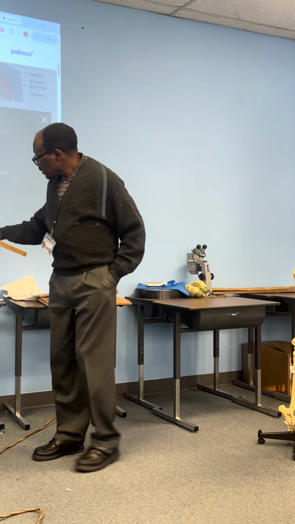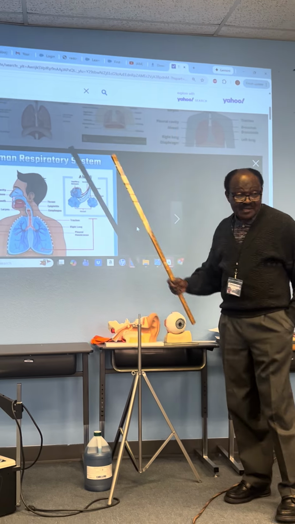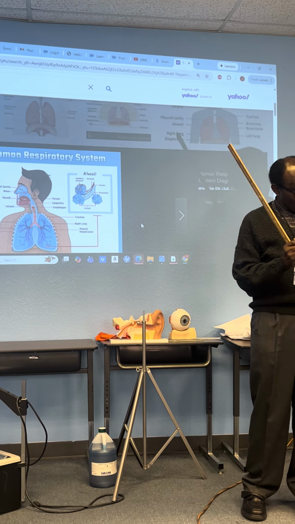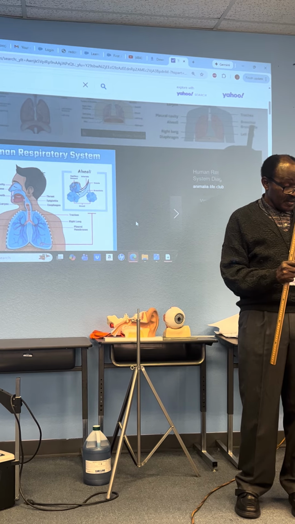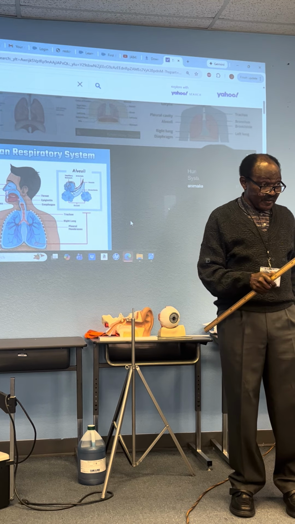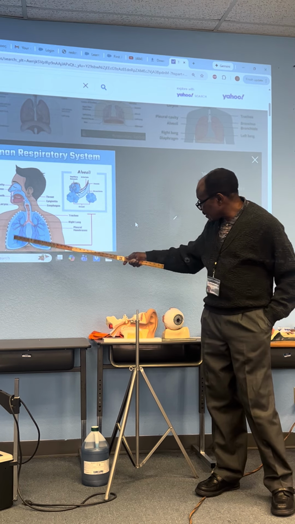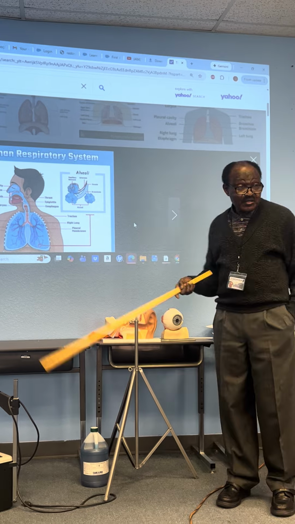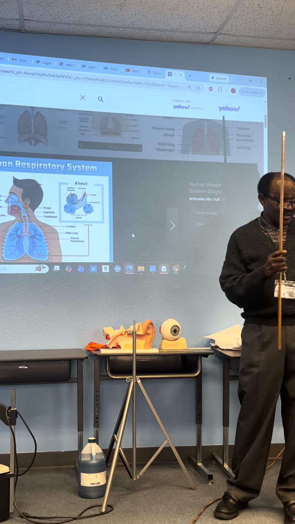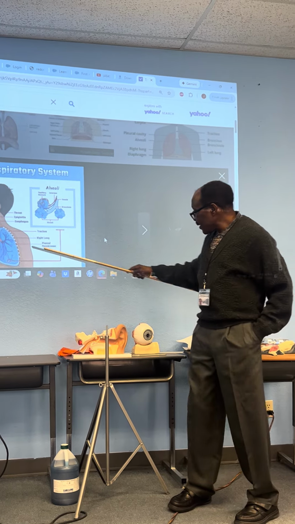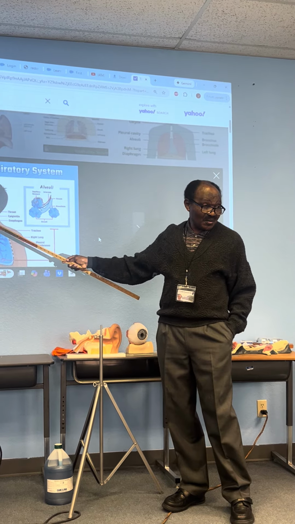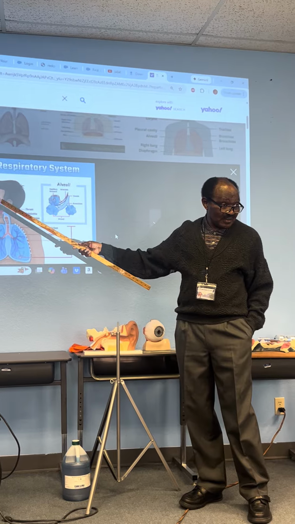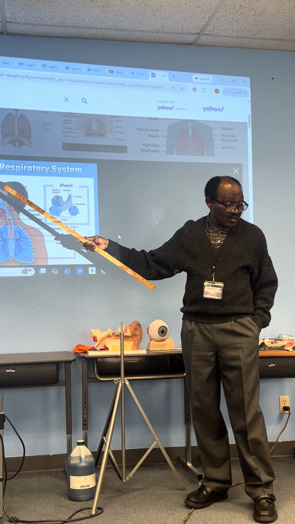Okay, so the left lung has 2 lobes. So you have to remember that number 2, because the right is different. And the right lung has 3 lobes. Now, there is a reason for that, which is important for you to know. Why does the left have only 2 lobes, but the right has 3 lobes?